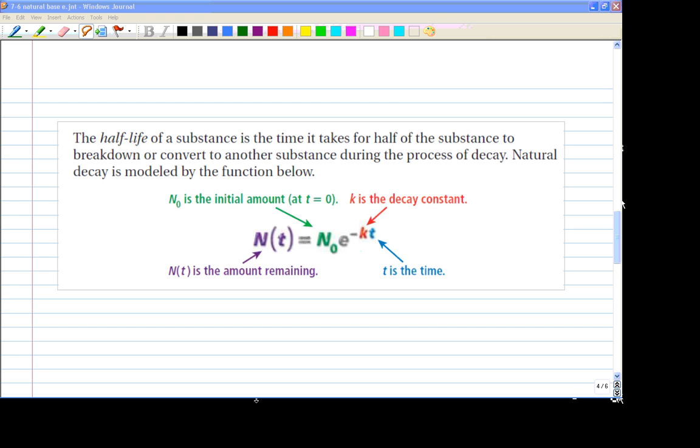Now, I have this sneaking suspicion that you're just thirsty for more knowledge here and you're thinking, Mrs. Suderman, give me some harder problems. Okay, well, not harder problems, but maybe just more interesting. Let's look at some half-life problems.